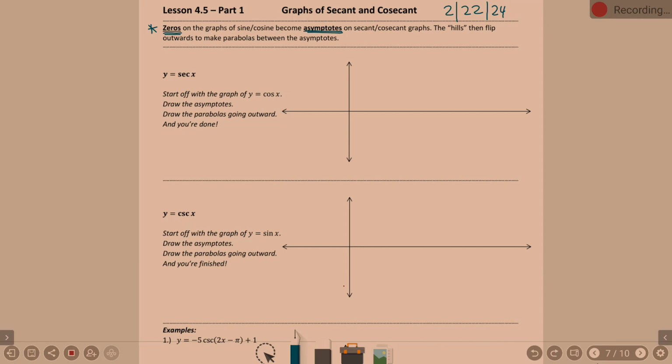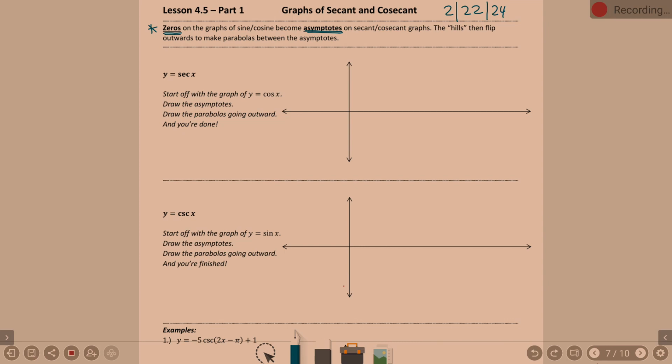And then basically your hills and valleys in sine and cosine are going to flip outward and become essentially parabolas between the asymptotes. So we're going to start with the basic here. We're going to get a basic draft of each, and then we've got 4 examples to work through between today and tomorrow.